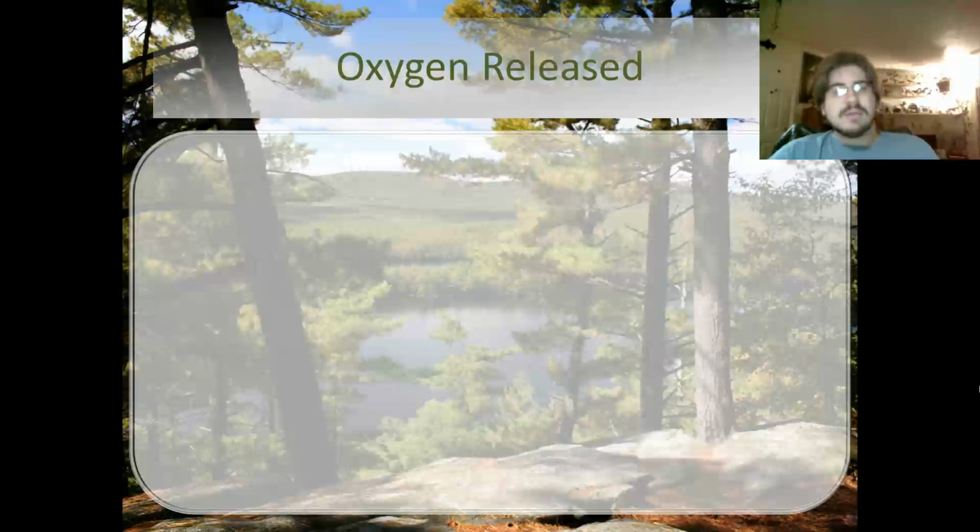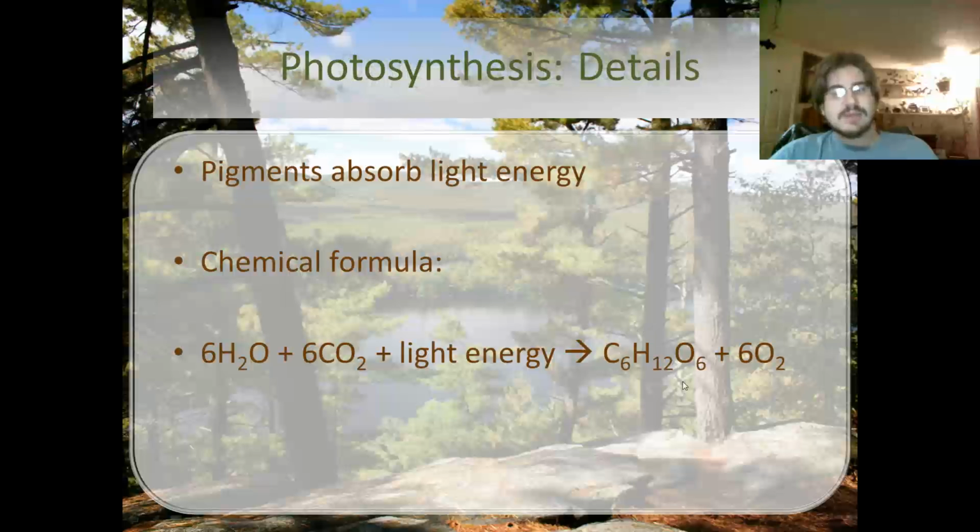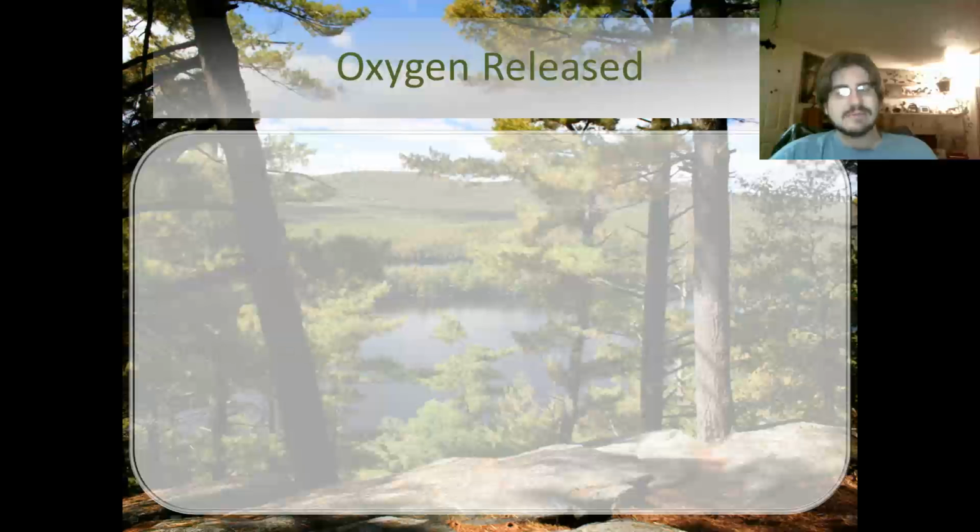So let's talk a little bit more about that oxygen, right? So glucose is what the plant needs. That's its food. It's an autotroph. It's a self-feeder. So it's making its food here. What does it do with that oxygen? Well, it releases the oxygen to the atmosphere.